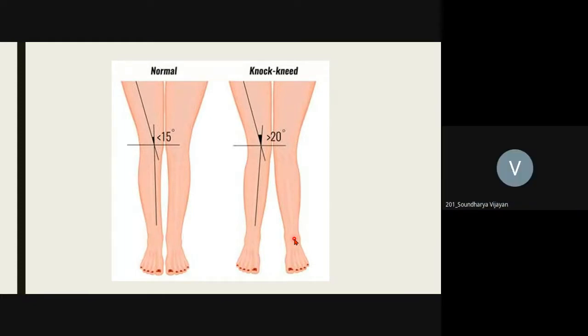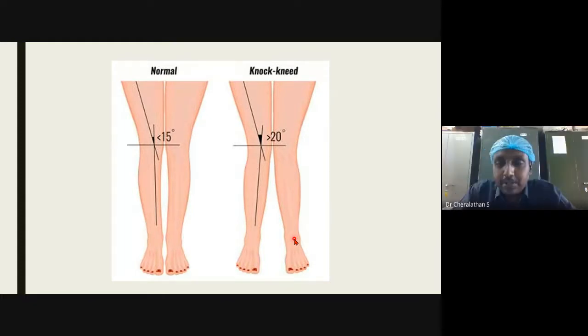Less than 8 centimeters. Very good. Just to check how attentive you are. So the Q angle more than 20 and the intermalleolar distance more than 8 centimeters, then you call it as genu valgum.